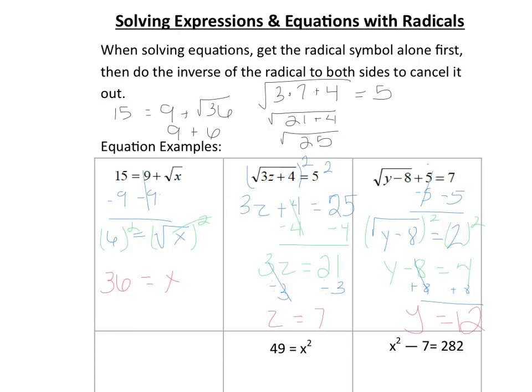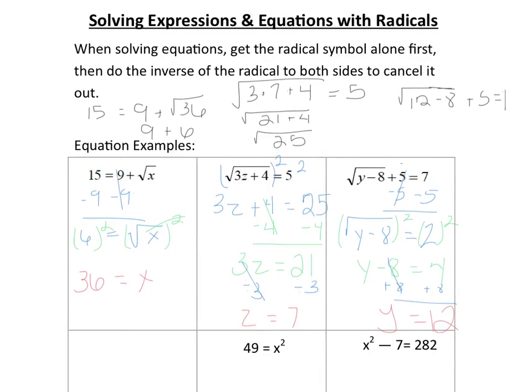When we check our answer, what we're wanting to know is, is the square root of 12 minus 8, added to 5, equal to 7? Well, 12 minus 8 is going to be 4. So is the square root of 4 plus 5 equal to 7? The square root of 4 is 2. 2 plus 5 does equal 7, so it does work.